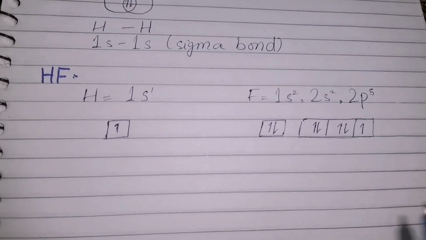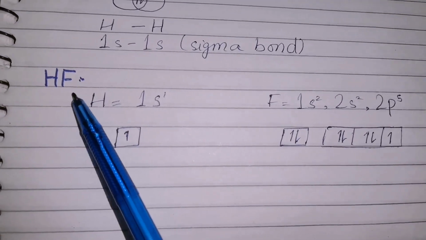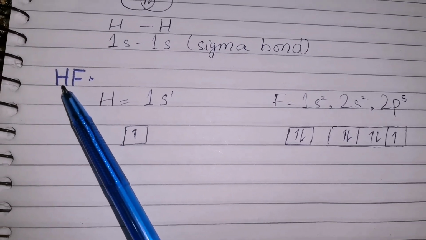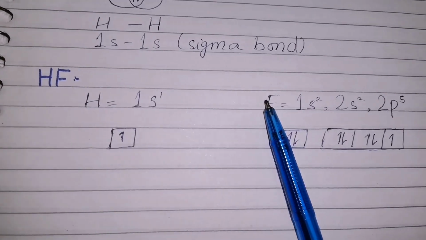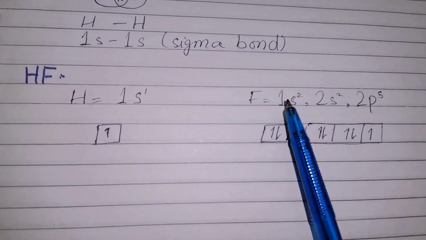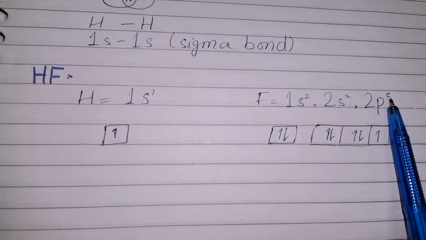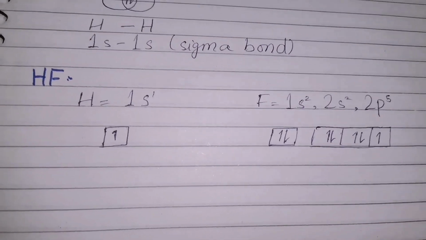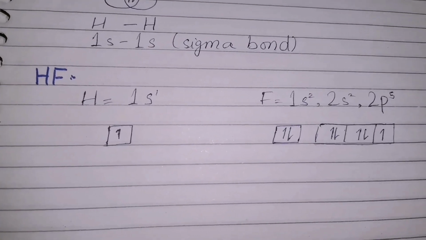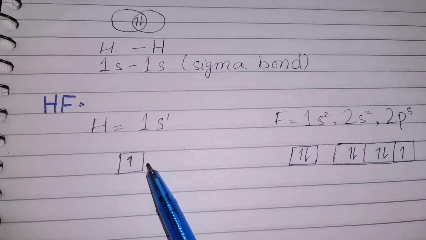Now the other example that I am going to discuss with you is HF. We will first write the electronic configuration of hydrogen and then the electronic configuration of fluorine. It is 1s1 and it is 1s2, 2s2, 2p5. If you don't know how to write the electronic configuration, then watch my previous video to understand it. Here we have only one electron.